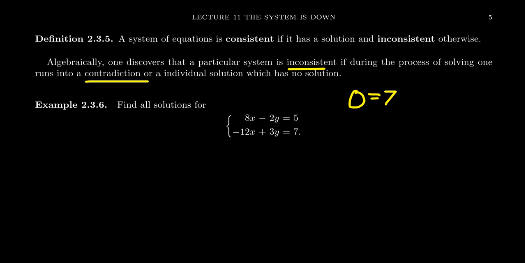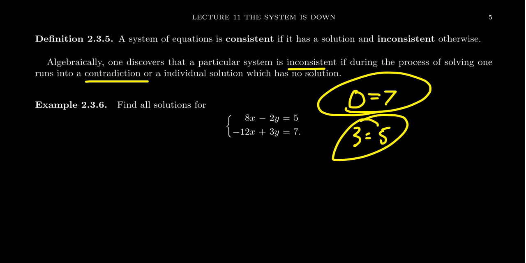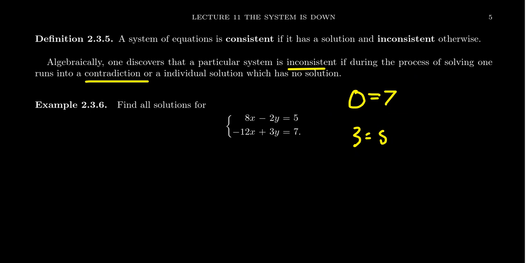Or if you get something like 3 is equal to 5, these are contradictory statements. There's no choice of variable that can force 0 to equal 7. Likewise, there's no choice of x or y that can make 3 become 5. Those are different integers. Those are different real numbers. And so if you discover a contradiction in the process of solving a linear system, that actually suggests that there is no solution, the system is inconsistent.